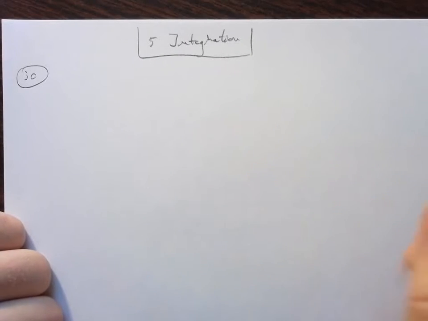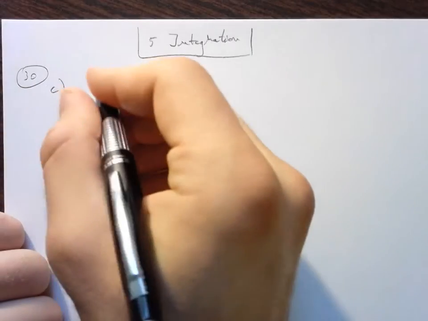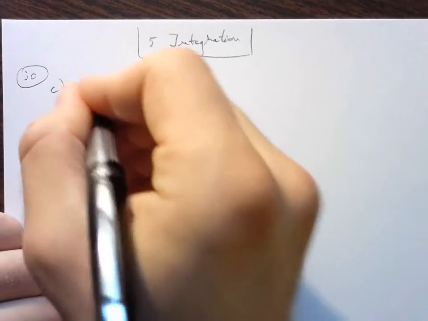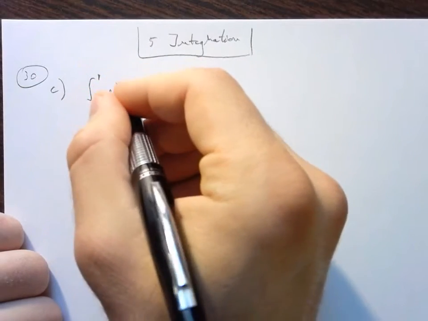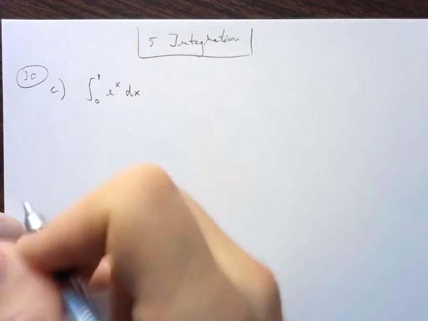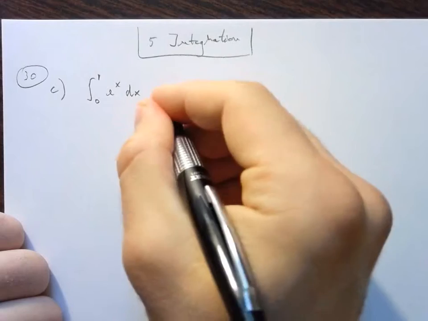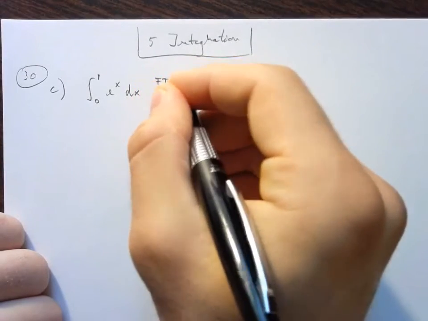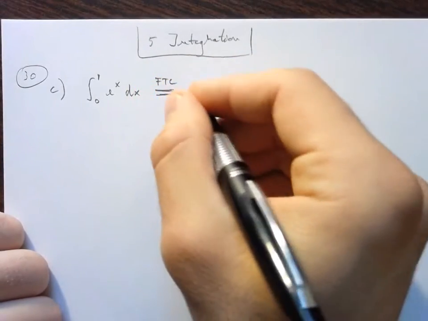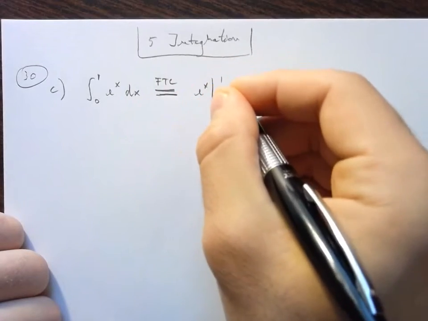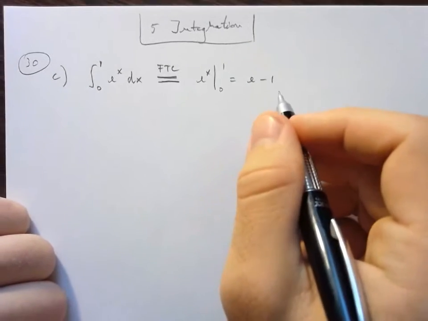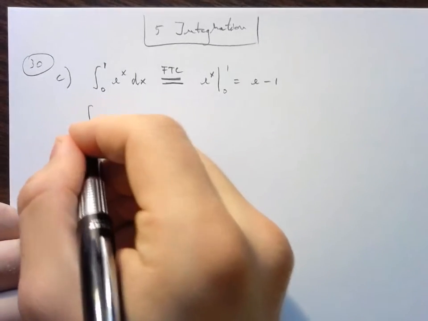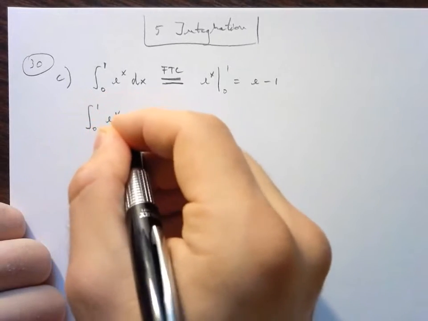But I do want to do part C, which is an interesting approach to finding an integral. I'm integrating the function e to the x between 0 and 1. Using the fundamental theorem of calculus, the answer I should be getting is e to the x evaluated from 0 to 1, so I should be getting e minus 1. We'll see if this is the answer that we obtain. So I'll start with the integral from 0 to 1 of e to the x dx.